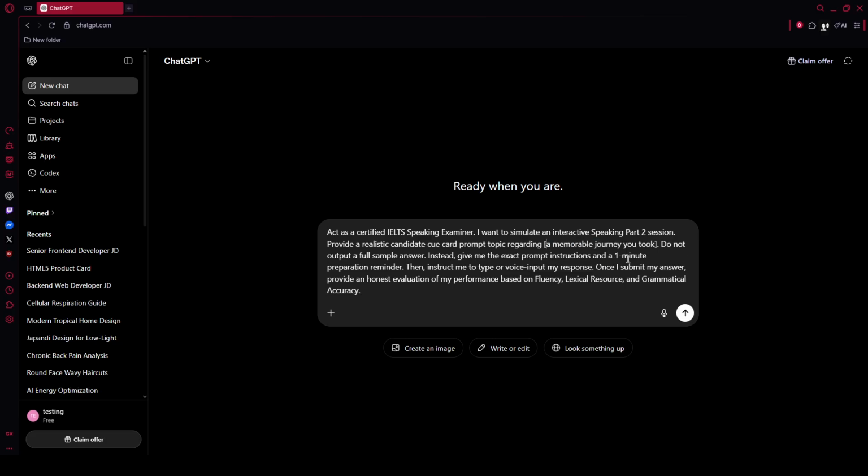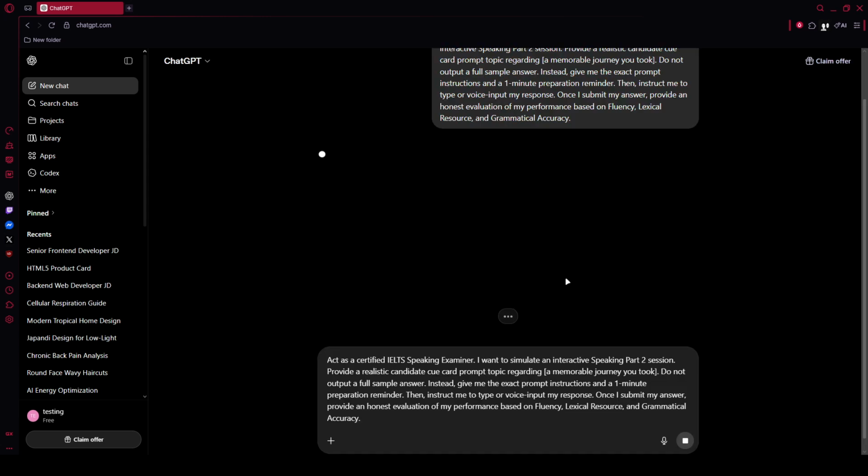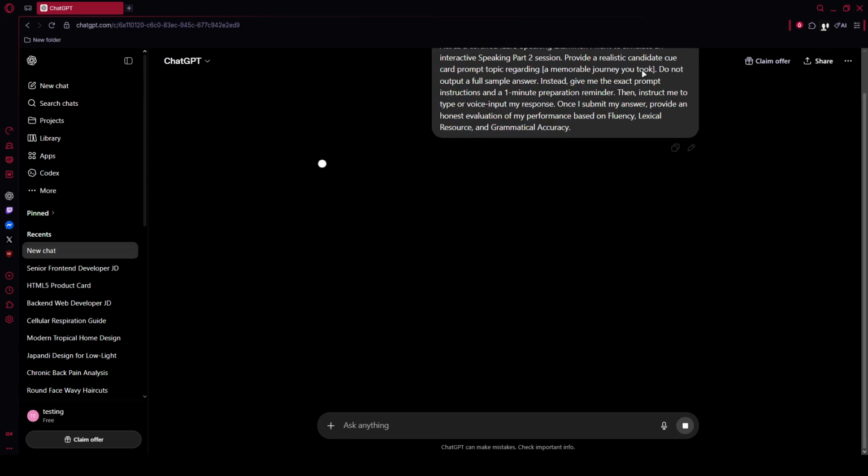Do not output a full sample answer. Instead, give me the exact prompt instructions and a 1-minute preparation reminder. Then instruct me to type or voice input my response. Once I submit my answer, provide an honest evaluation of my performance based on fluency, lexical resource, and grammatical accuracy.